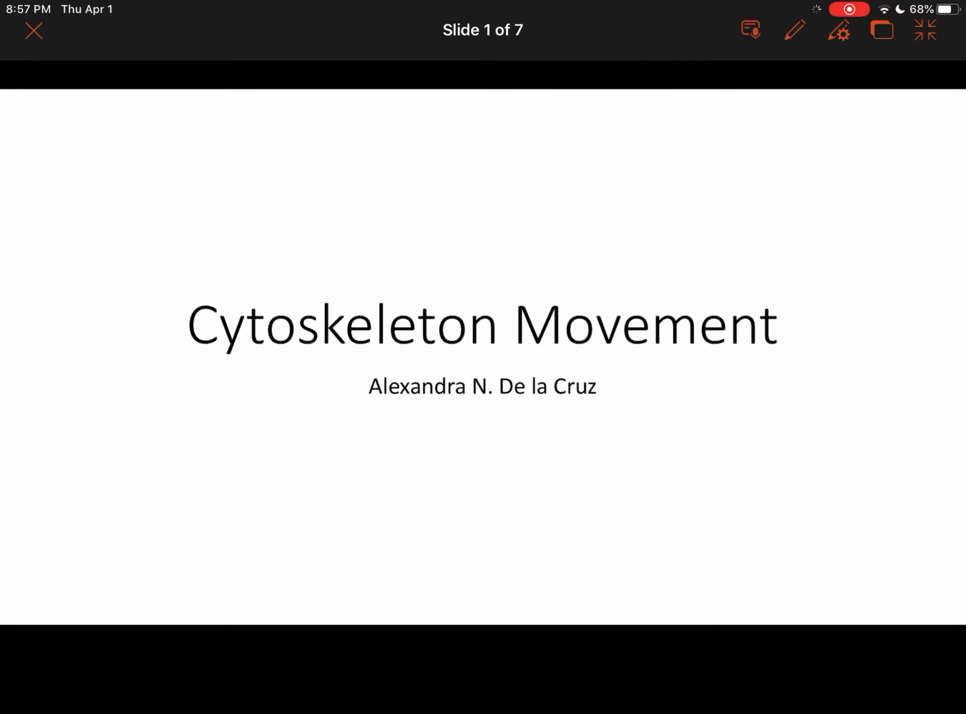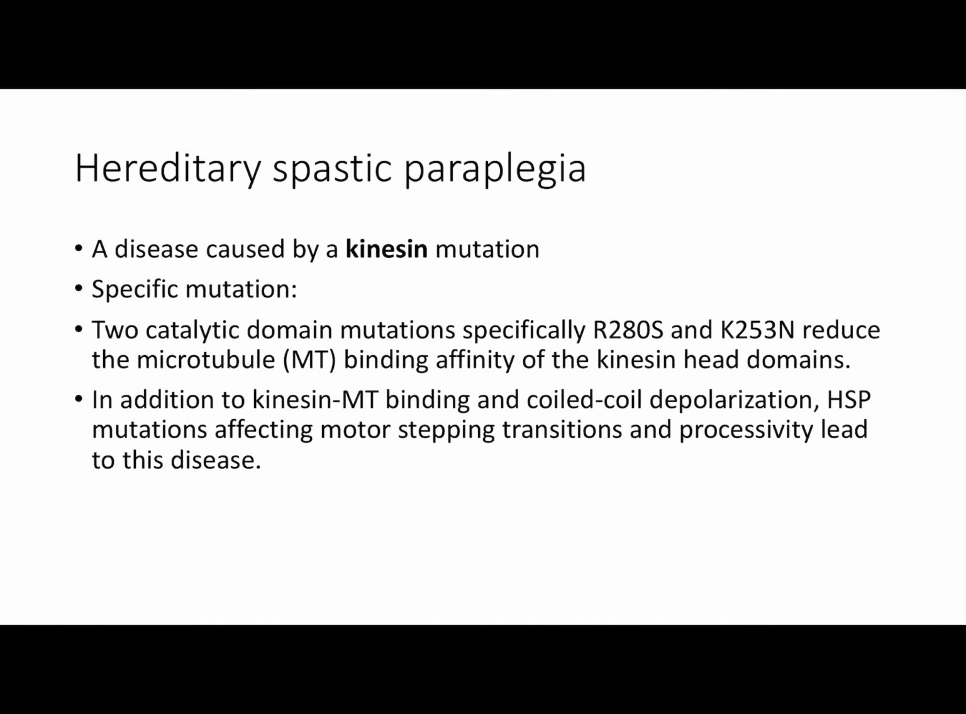The goal of this presentation is to learn about roles and the importance of cytoskeletal motor proteins. So to start off with a disease caused by a kinesin mutation, I want to go ahead and talk about hereditary spastic paraplegia, also known as HSP.